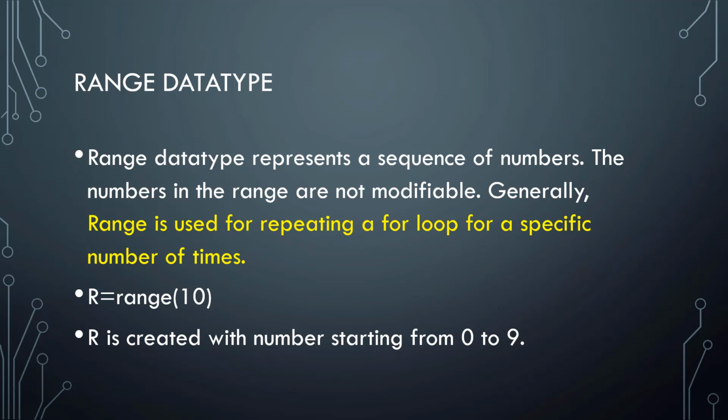And then 10 means it will go up to 10 minus 1, nothing but n minus 1. That is 9 here. So r is creating from 0 to 9. Okay, now r is having 0 to 9 values. That is said to be range type. So mostly we use range with what? With the for loop. If you want to use range, the best example is for loop.